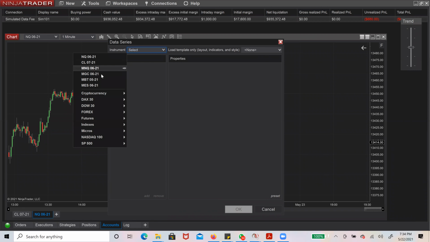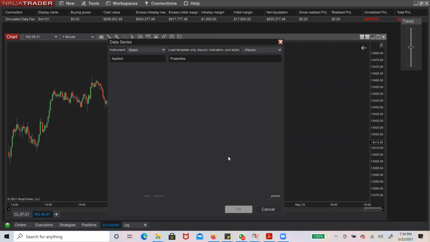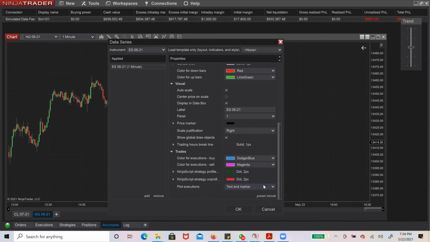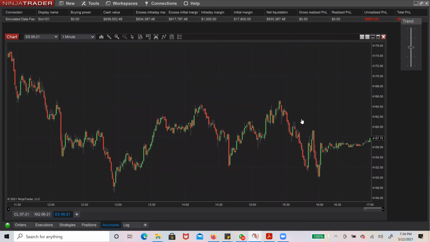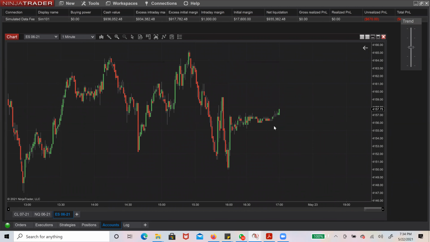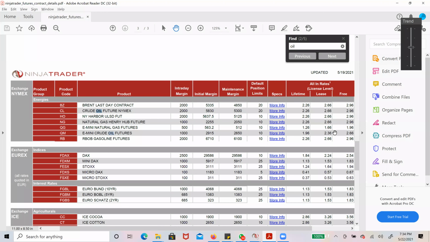Let's say I want to add ES as well. NQ is here, now I'm going to add ES. Going back to futures and then clicking on ES, you will find it right here. ES is S&P 500. Change this to markers and you're good to go. Now I'm going to show you exactly how much your investment will be and how much money you can make if you are on the right trend. Now let's go back to this PDF again, one more time.